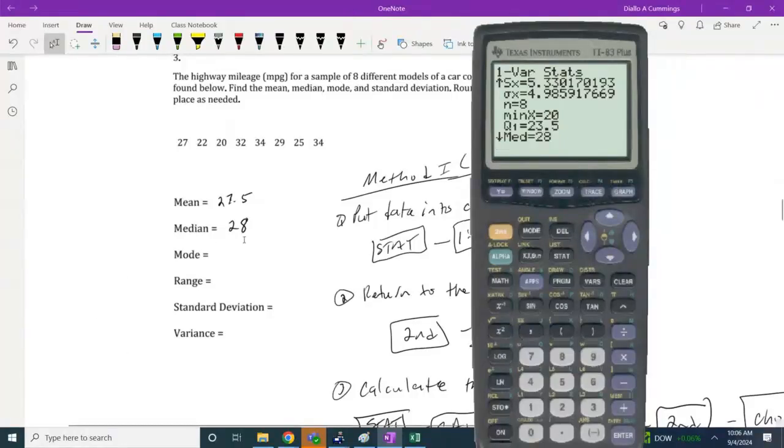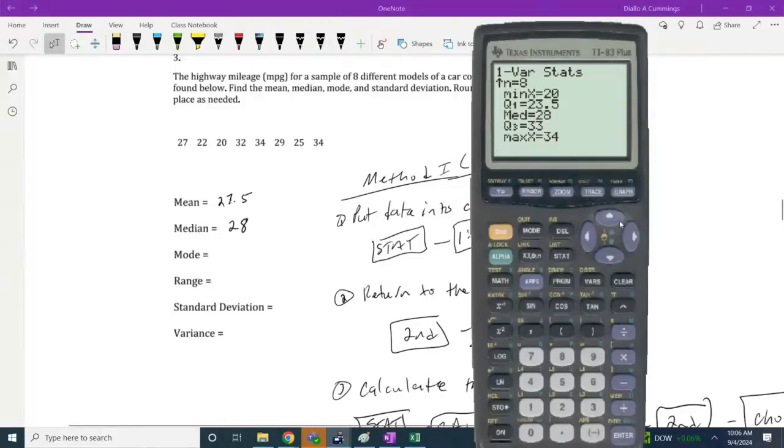Okay, you can't pull the mode from your calculator. In this 5-number summary, there is no mode. There also is no range, but you can actually find that range by the minimum and the maximum value. And unfortunately, there is no variance. So if I keep going down, Q3 is 33. The max is 34, and that's the 5-number summary. But there's still some stuff over here I got to find. I got to find the mode. I got to find the range.